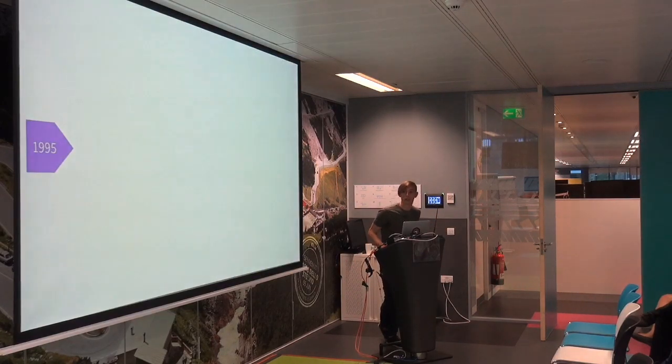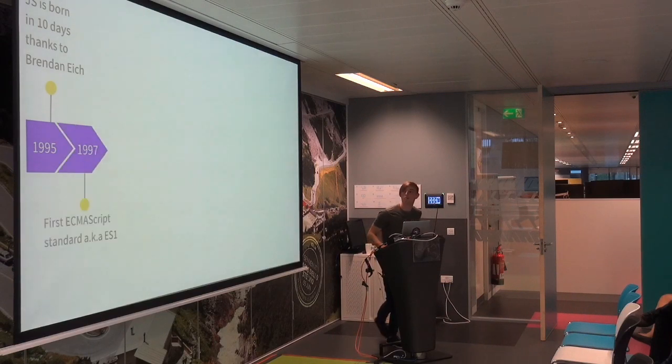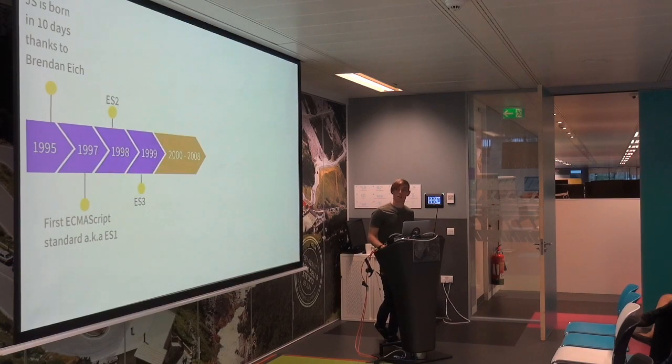So in 1995, in 10 days, JS was made by Brendan Eich. He was actually hired to implement Scheme, but pretty much as a marketing trick, it was called JavaScript. A year after, because we wanted to have it as an open standard, we took it to ECMAScript, and ES1 is released. A year after, ES2, ES3. Okay, so this is a weird one. You can call it the middle ages of JavaScript.